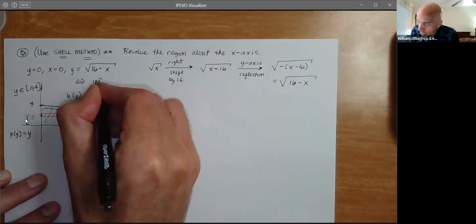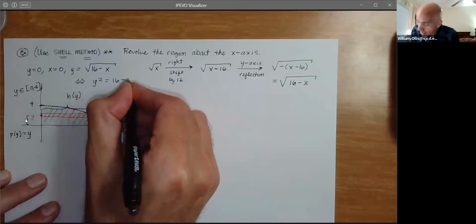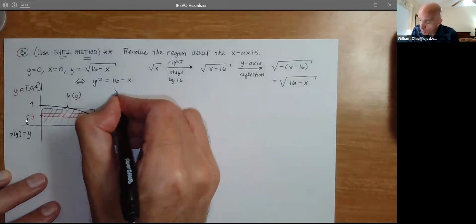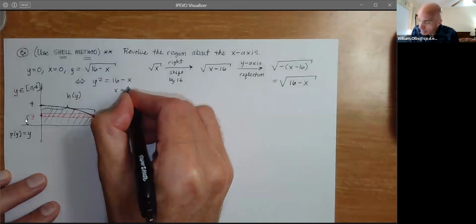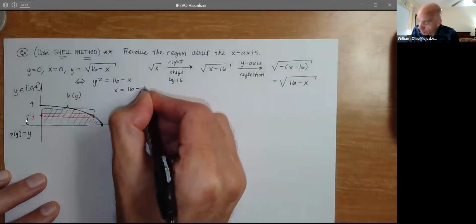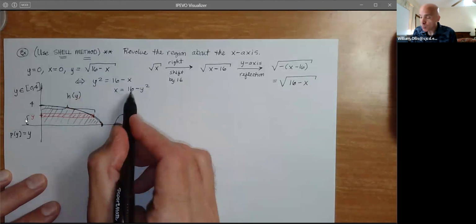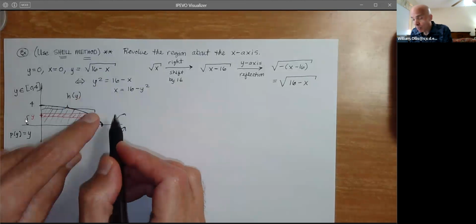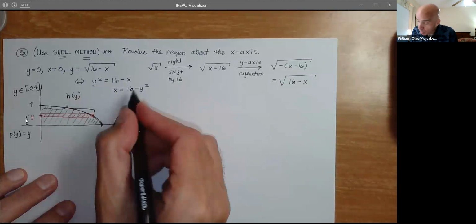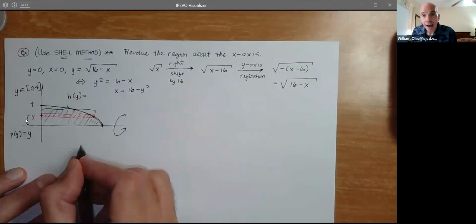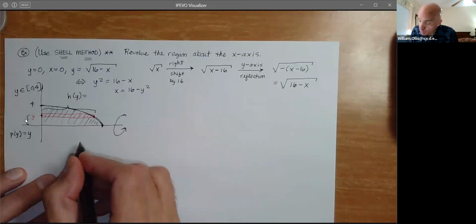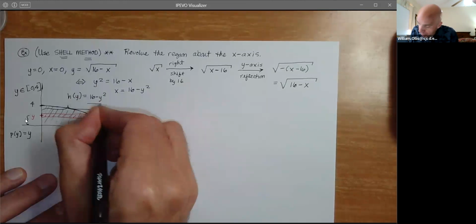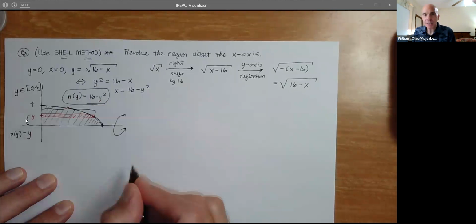Y squared equals 16 minus x. And now let's do the transpose. So x is equal to 16 minus y squared. So now this will give us the input. So now we input the y and out comes the x. So now we have the height of the strip or the length of the strip is 16 minus y squared. So that's where we have to do a little due diligence.